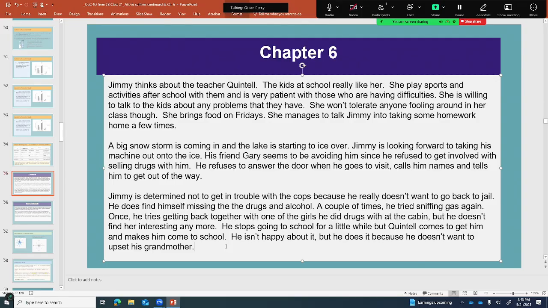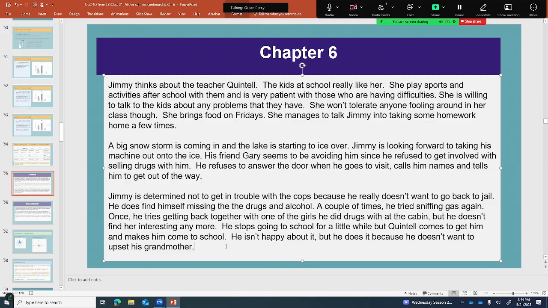She doesn't tolerate anyone fooling around in her class. She brings food in on Fridays, and she manages to talk to Jimmy into taking some homework home a few times. Then a big snowstorm starts to come in and the lake is beginning to ice over. Jimmy is really looking forward to taking his skidoo out on the ice. His friend Gary seems to be avoiding him ever since he refused to get involved in selling drugs with him. Gary refuses to answer the door when he tries to visit him.